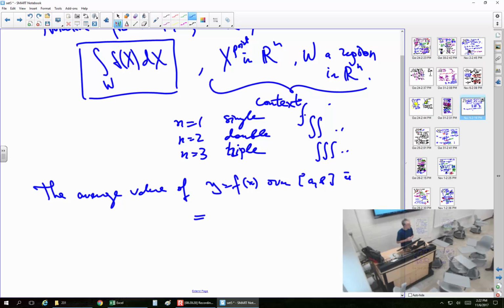So 1 over b minus a times the integral from a to b. I'll put it this way. Okay, so that is calculus 1.